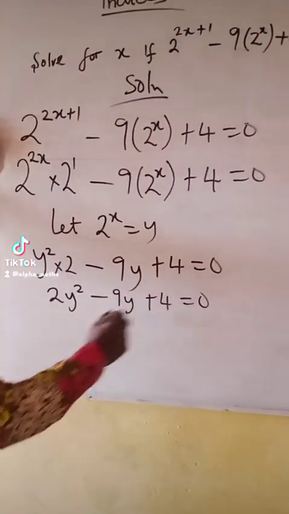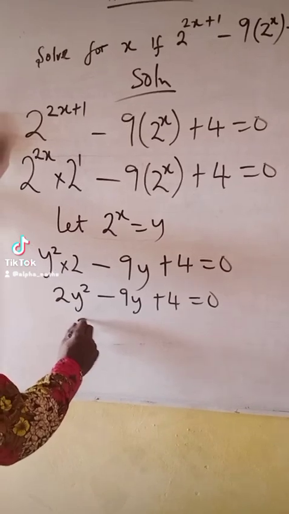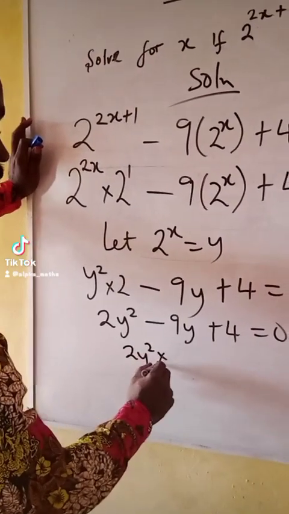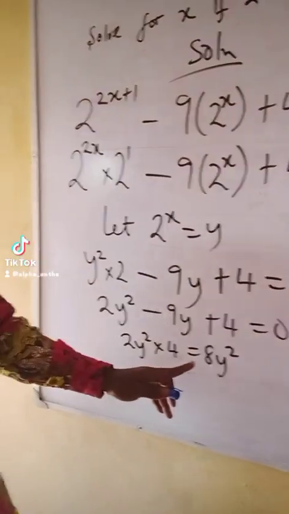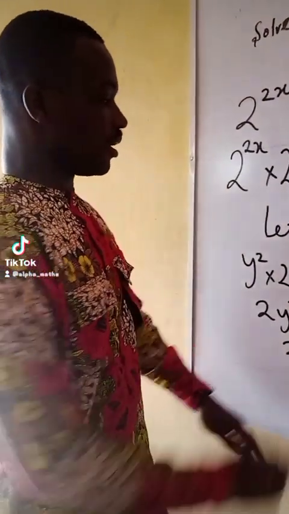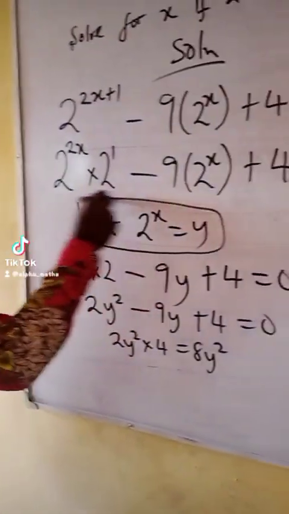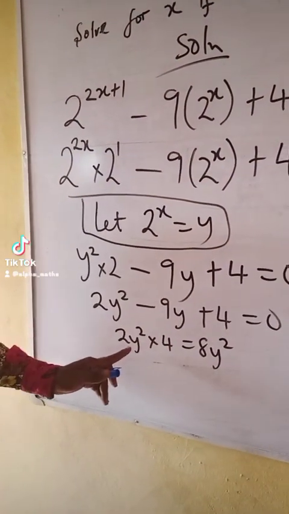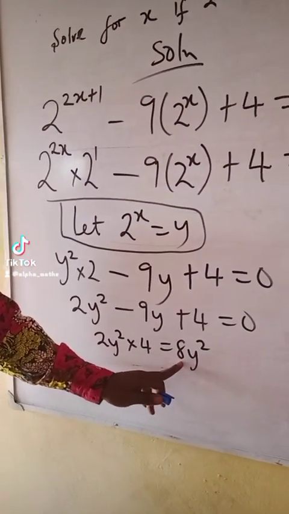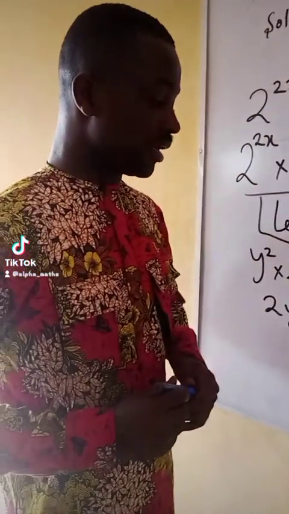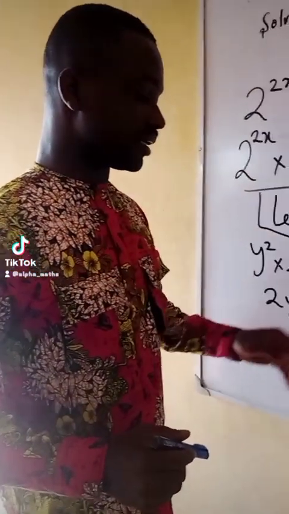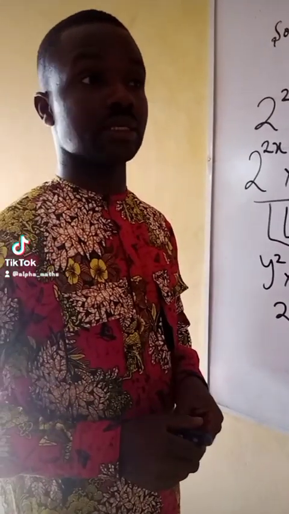Let's say 2 times 4, we have 2y squared times 4. That will give us 8y squared. So we'll be looking for two numbers that if you multiply, give you 8, and if you add, give you 9. Don't forget this your equation because we need it later. What are the two numbers?